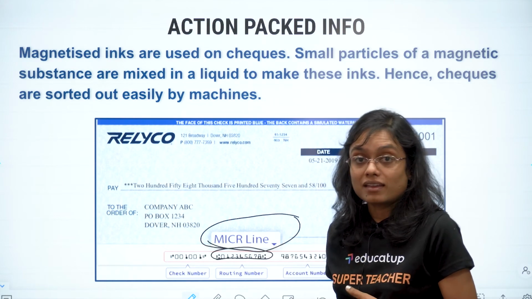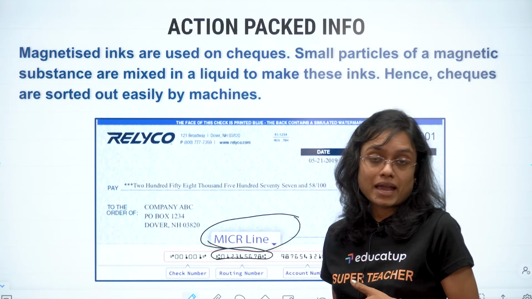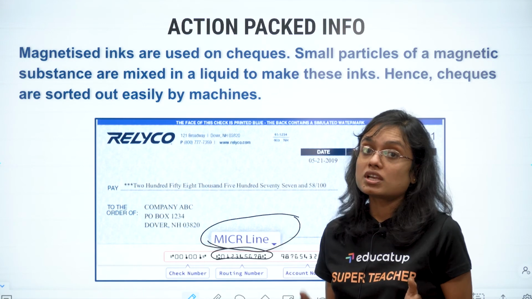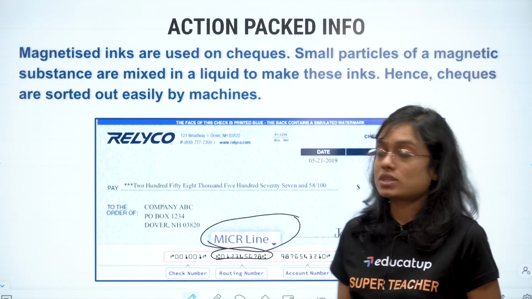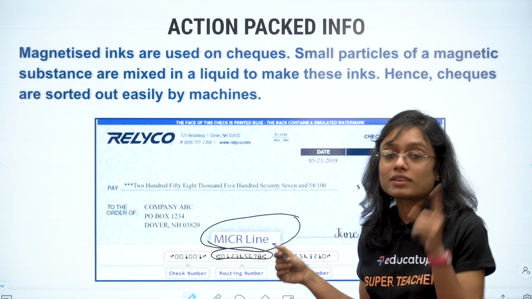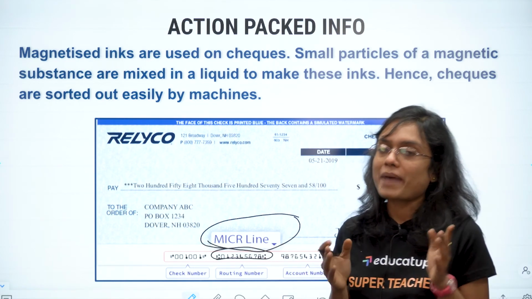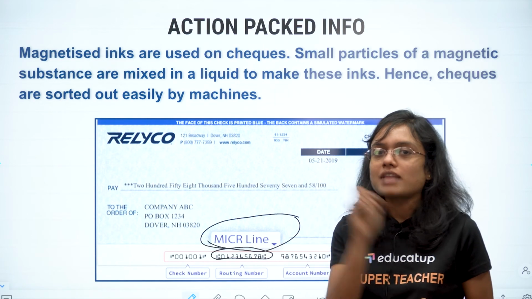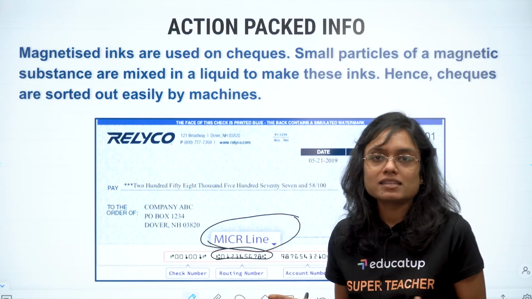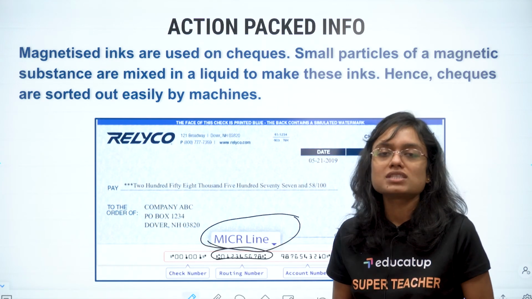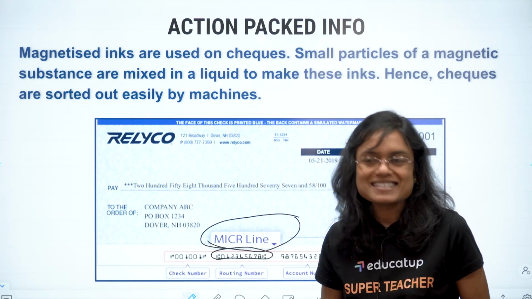So that is why this is a very important usage of magnets, children, and a very technologically advanced usage, that magnetic inks are used in checks with this MICR line. Next time when you see a check of your parents, even tell them that this 9-digit number is MICR line, magnetic ink character recognition technology. Alright, let's move ahead.